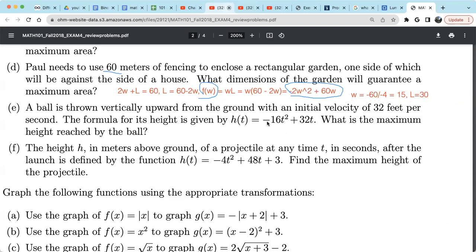What's the maximum area? Maximum area is 15 times 30. So W is 15, L is 30. So multiply those two for the rectangle. 3 times 15, 45, but you don't have a 0, it's just 450. 450 is the maximum area. And the length is 30, the width is 15.